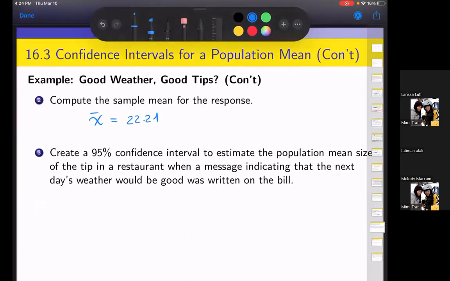All right, I want you to create the 95% confidence interval. I'll walk around, see how you do. Maybe put it in the chat. Yeah, you go ahead and put it in the chat. Let me remind you the formula. What's the formula?